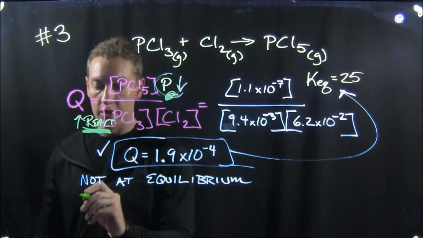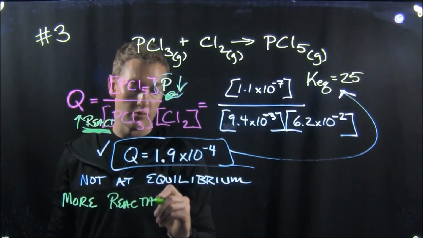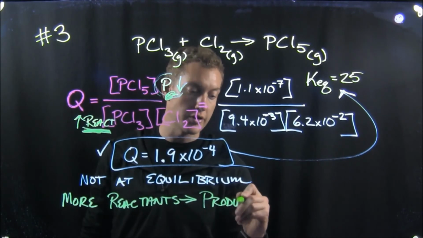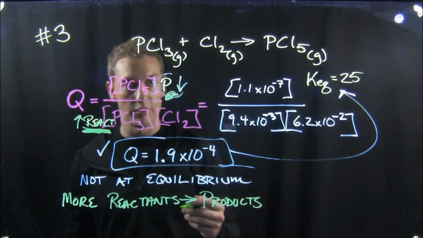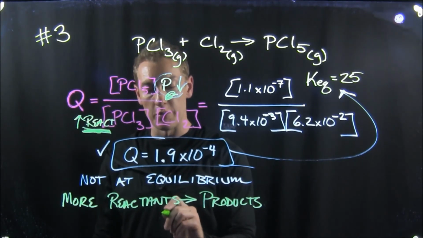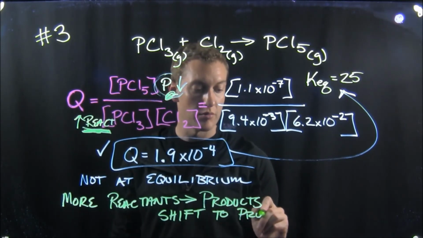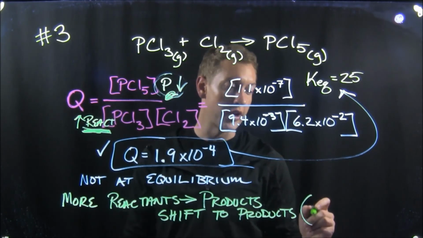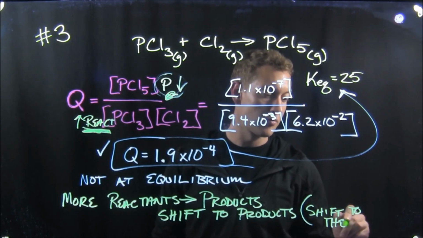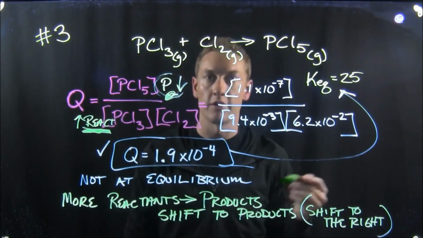And so we need more reactants to undergo a chemical change into more of the products. And so in chemistry parlance, we would say that the equilibrium needs to shift to the products, or we could also say shift to the right, because the products are on the right of the reaction.